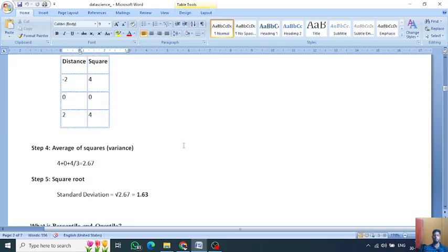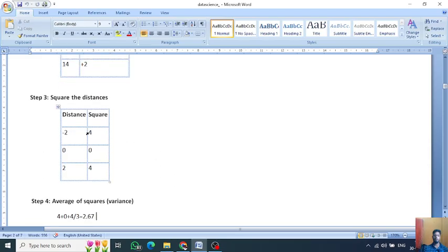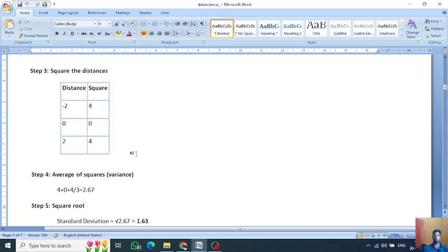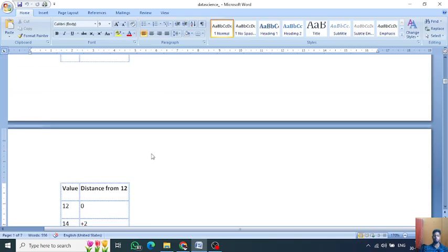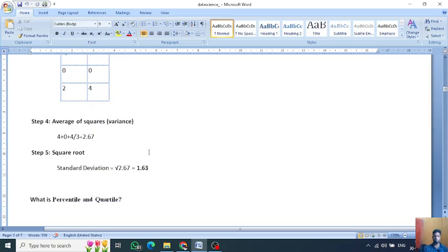Now again, we take the average of the distances. As we have to average the distances, that's why we first did the square, because the negative signs would mislead our value. Okay, so now we got the average.